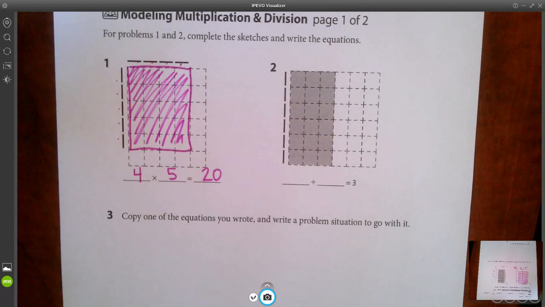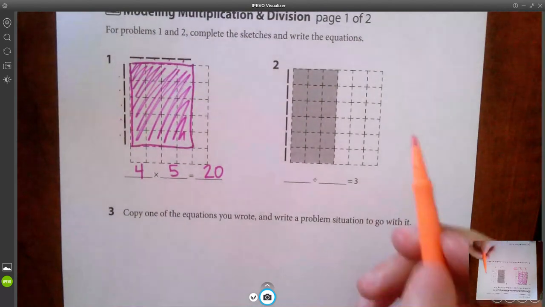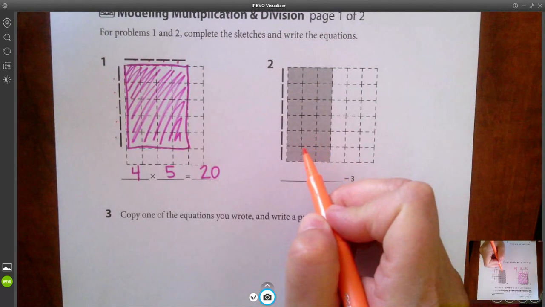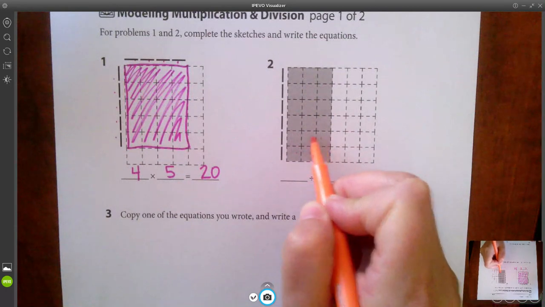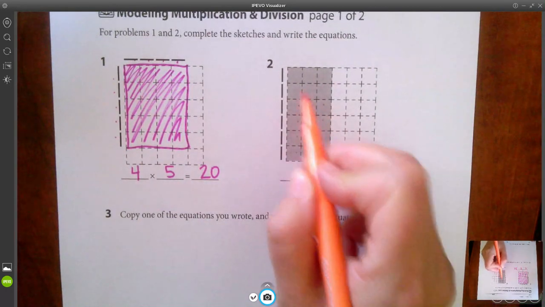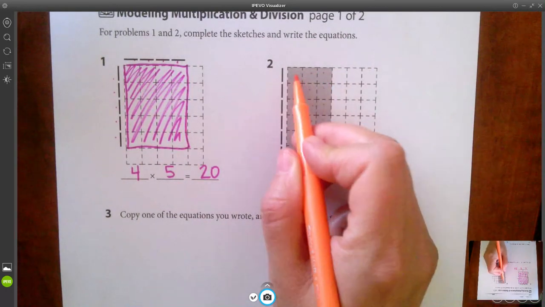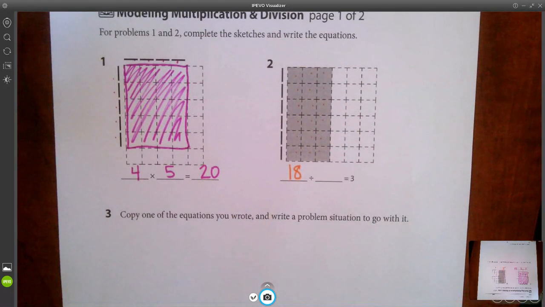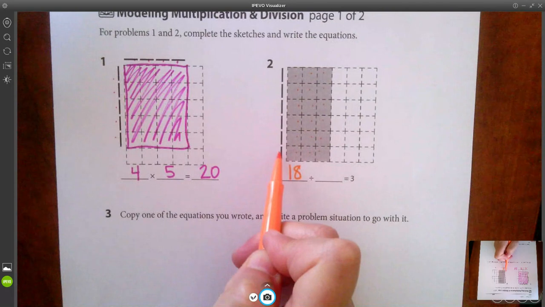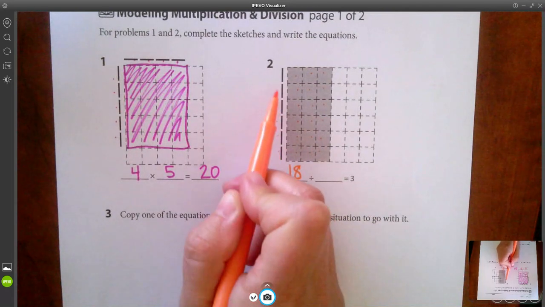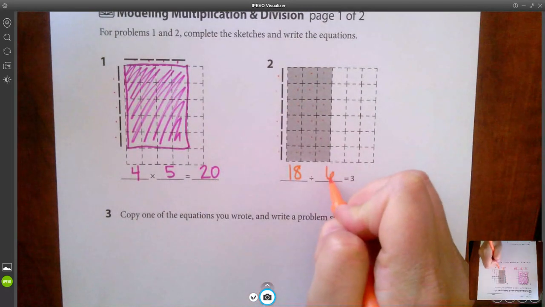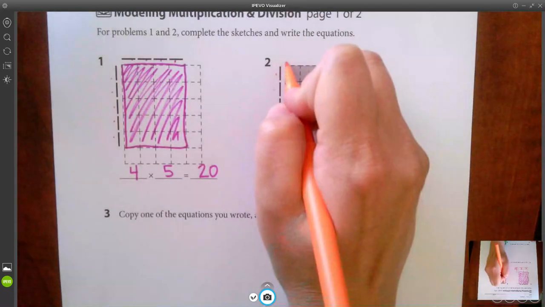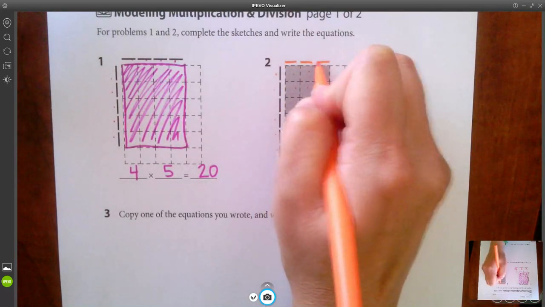All right, now this next one is a little bit different because it's division. So usually when we divide, we start with the biggest number. So the biggest number is how many squares are there total? 1, 2, 3, 4, 5, 6, 7, 8, 9, 10, 11, 12, 13, 14, 15, 16, 17, 18. So 18 squares total. And if we divide by how tall it is, 1, 2, 3, 4, 5, 6, the answer is 3 because that's how wide it is.